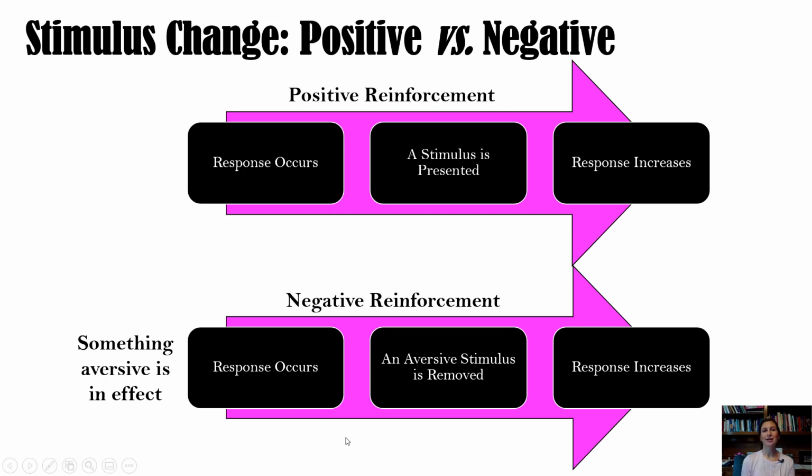When you guys wake up in the morning, you might hear your alarm going off. Well, that's aversive, so your response could be hitting the snooze button. Hitting the snooze button removes the alarm, and therefore next time the alarm goes off, you're more likely to press the snooze button. It removes the alarm, and some people end up pressing the snooze button 5, 10 times, things like that. That's an example of negative reinforcement.